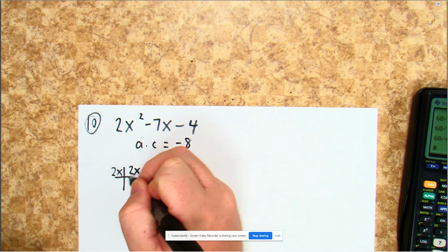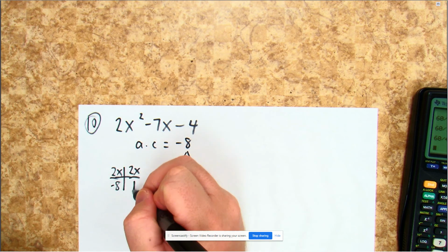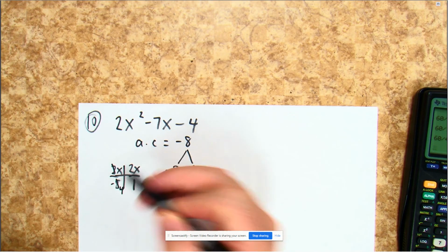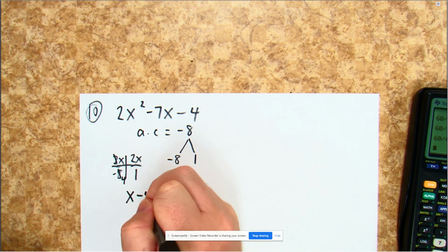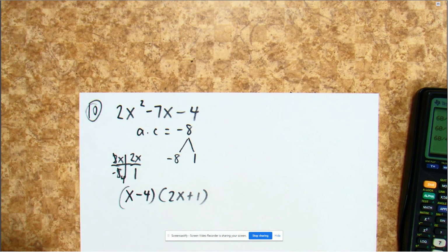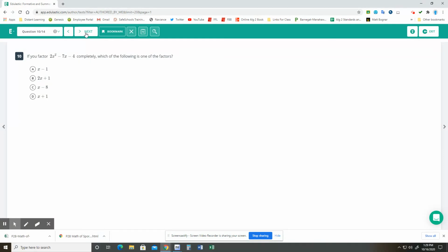2x and 2x, negative 8, positive 1. I'm going to have to simplify here. That'd be a 4. Keep the negative on the bottom. Looks like these are my two factors. Now, I haven't looked at the answers that they gave me. Yep, it's just the 2x plus 1. Because they didn't ask for all the factors, they just wanted to know which of the following is one of the factors. Number 11. What are the solutions to this particular problem?